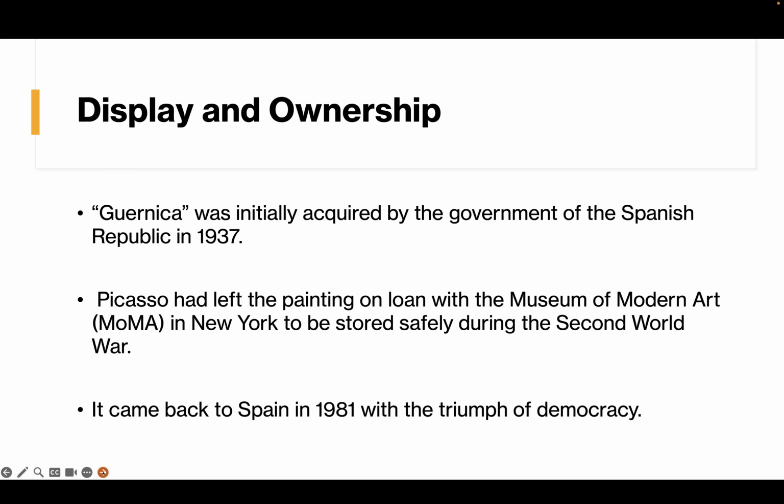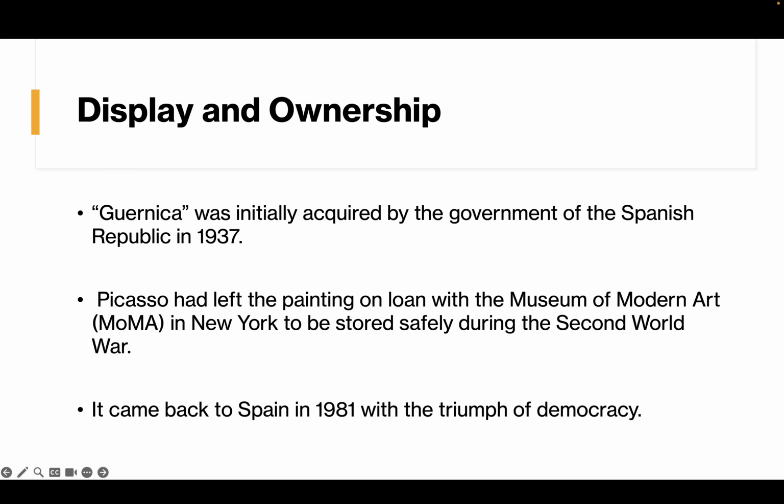Display and ownership. Guernica was initially acquired by the government of the Spanish Republic in 1937. Picasso had left the painting on loan with the Museum of Modern Art in New York to be stored safely during the Second World War. It came back to Spain in 1981 with the return of democracy.